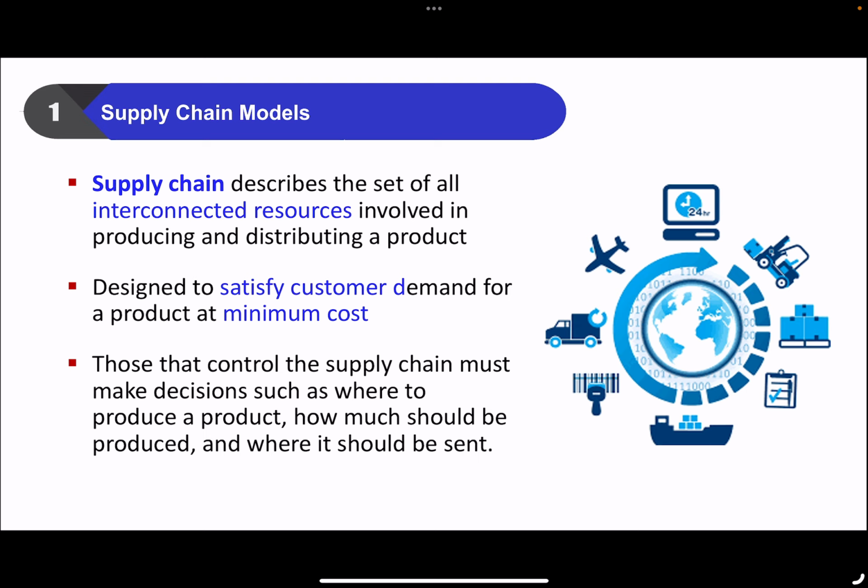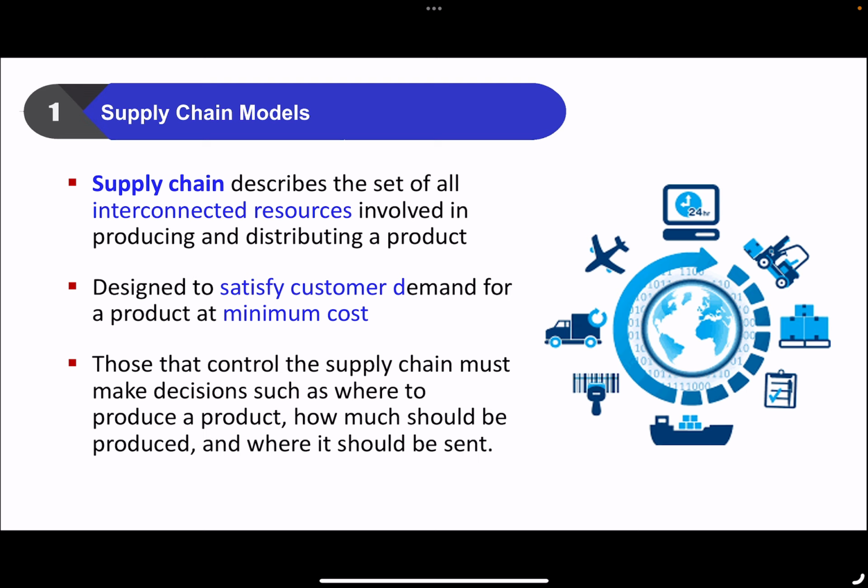So what is a supply chain? A supply chain describes the set of all interconnected resources involved in producing and distributing a product. It is designed to satisfy customer demand for a product, to be produced at a minimum cost. So those that control the supply chain must make decisions such as where to produce a product, how much should be produced, and where it should be sent.